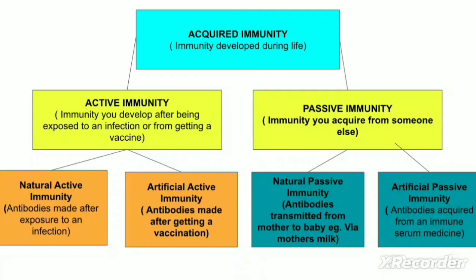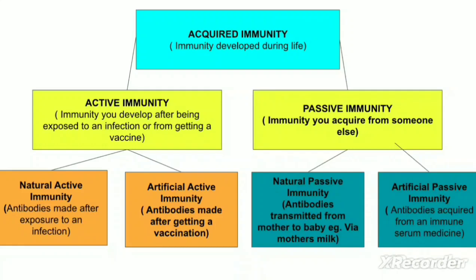Now the second type is passive immunity. Immunity is said to be passive when antibodies produced in other organisms are injected into a person who already has a potential antigen in his body. Passive immunity provides immediate relief and this is not long lasting. Active immunity has two types. First one is natural active immunity and second one is artificial active immunity.